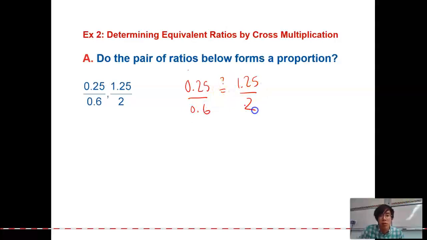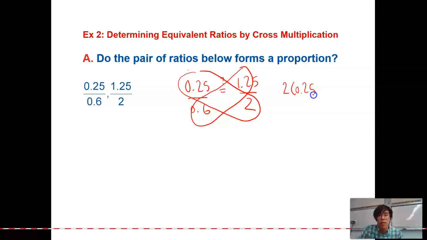5 over 2. All right, these are going to cross multiply, right? Kind of like an x. And then, so you're going to write it like this. 2 times 0.25 equals 1.6 times 1.25. So that's how I set that up.